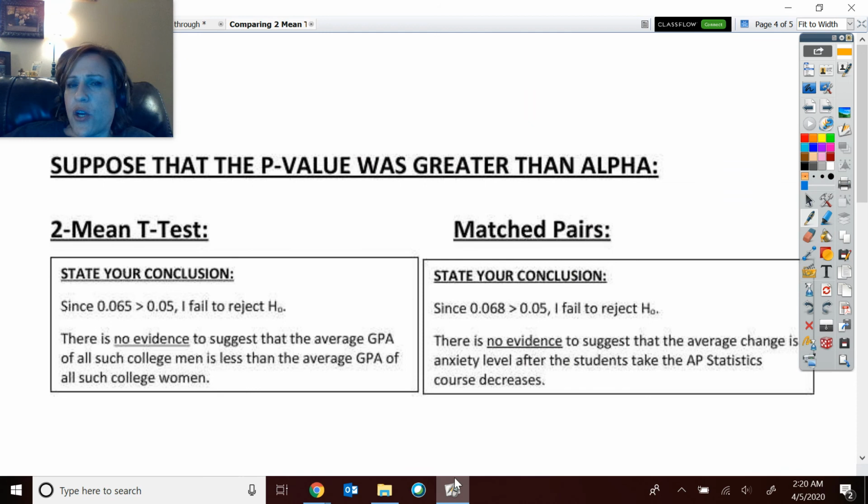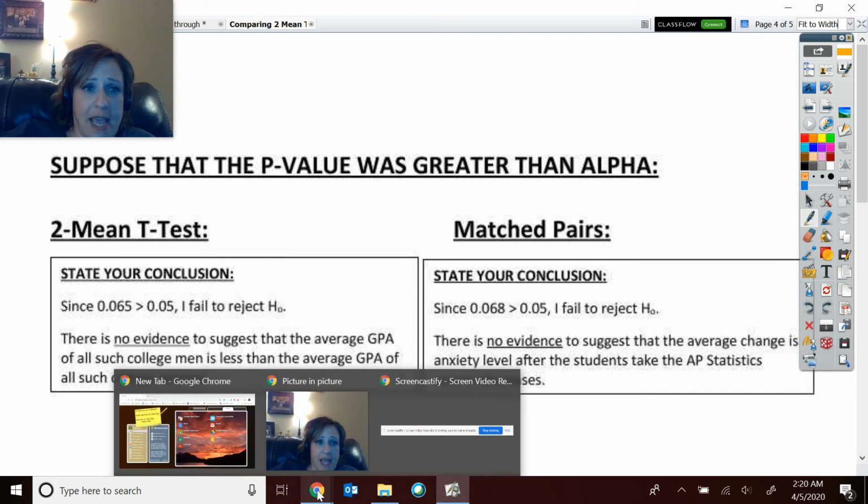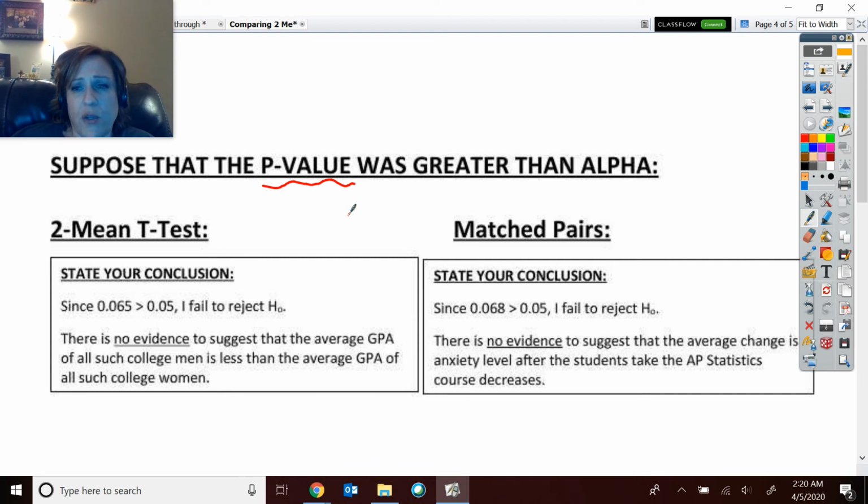All right, so I'm sorry you might not have this page in your packet, but I do want to have this discussion with you. Suppose our p-value was greater than alpha. Okay, our p-value wasn't low and we did not reject H0. So let's say we had this situation in that first section. If the p-value is greater than alpha, then I would fail to reject the null hypothesis. So I do not have evidence that the average GPA of all such college men is less than that average of all the college women.